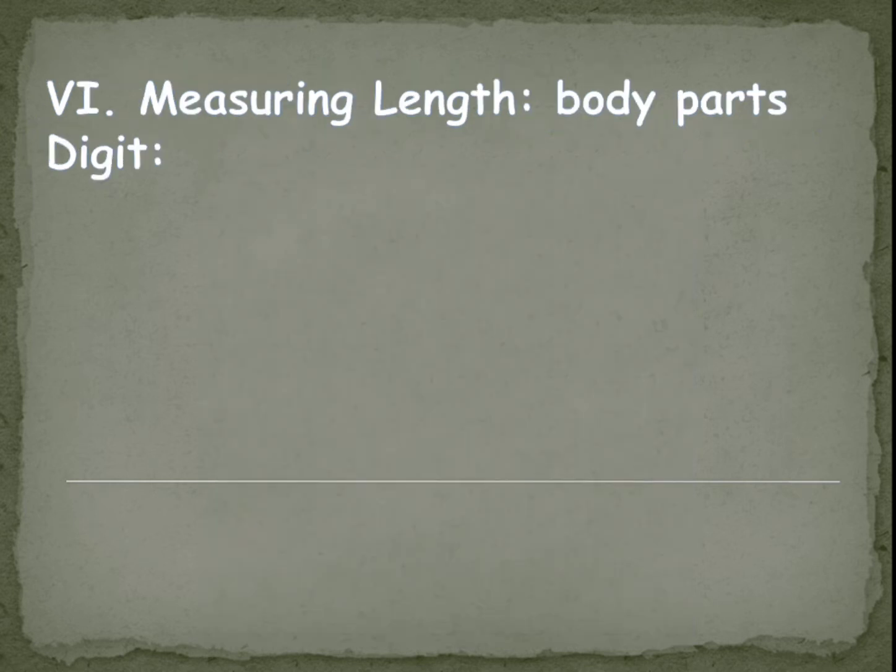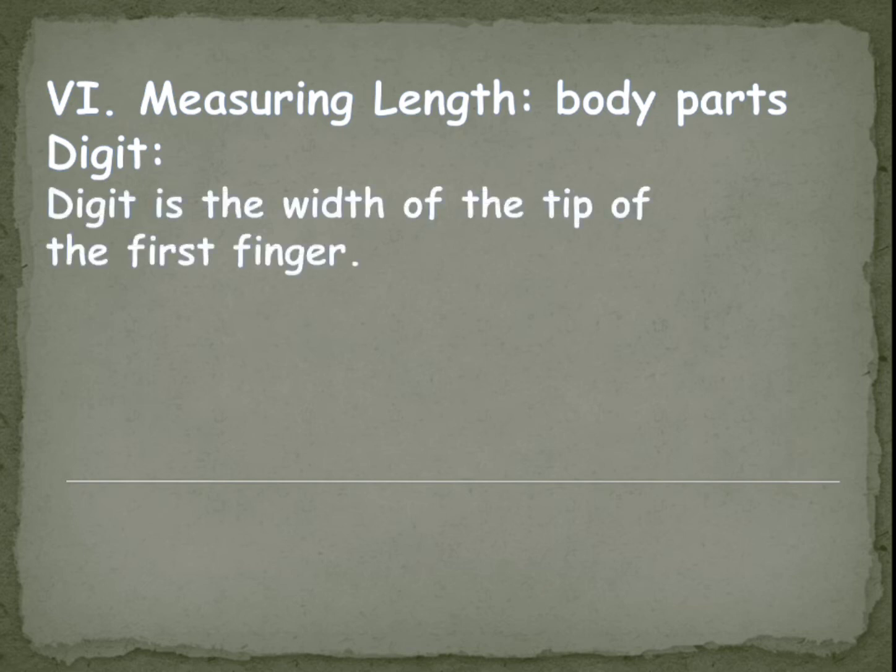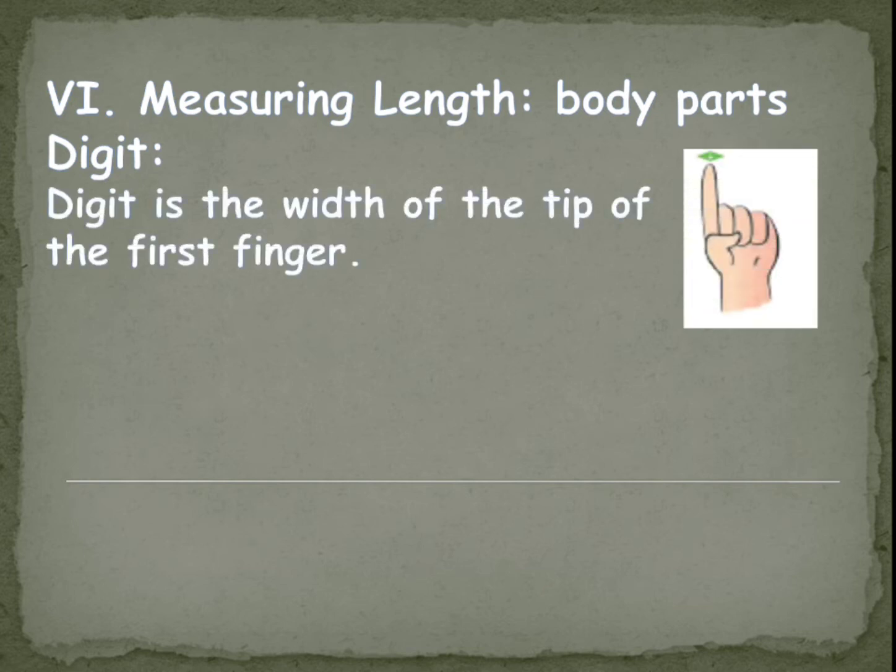Coming to your sixth bit, measuring the length using body parts. Children, here you have to learn all the definitions, where digit is the width of the tip of your first finger, isn't it children? You need not draw anything, children, you only need to learn the definitions. Here I have given the picture so that you can understand, but in the exam only write the definitions, no diagrams. Okay. Next, coming to handspan.